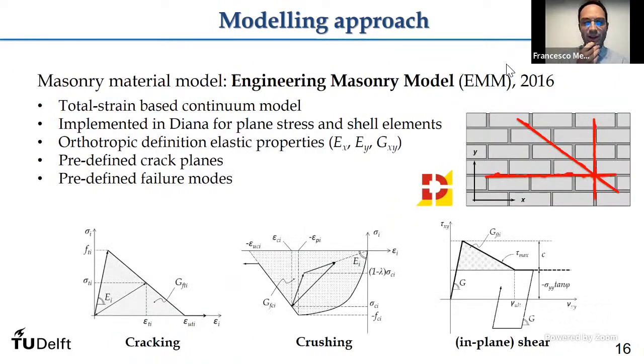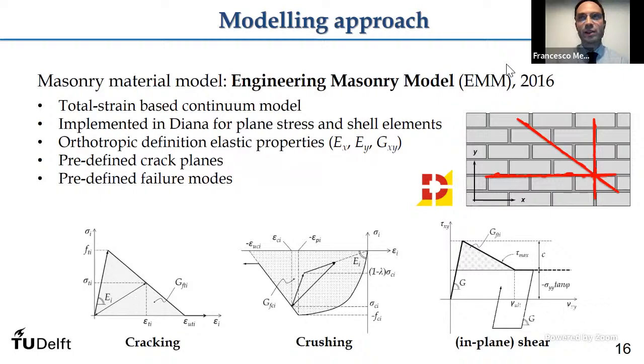As regards the constitutive models, especially for the masonry, we used the so-called engineering masonry model, which was developed in 2016 and validated against, again, the experimental campaign that was performed for the assessment of the buildings in the Netherlands. And this is a total strain-based continuum model. It has been implemented in Diana, but not for all the elements, only for plane stress and shell elements. So for instance, if you would like to use it with solid elements, then it would not be possible.